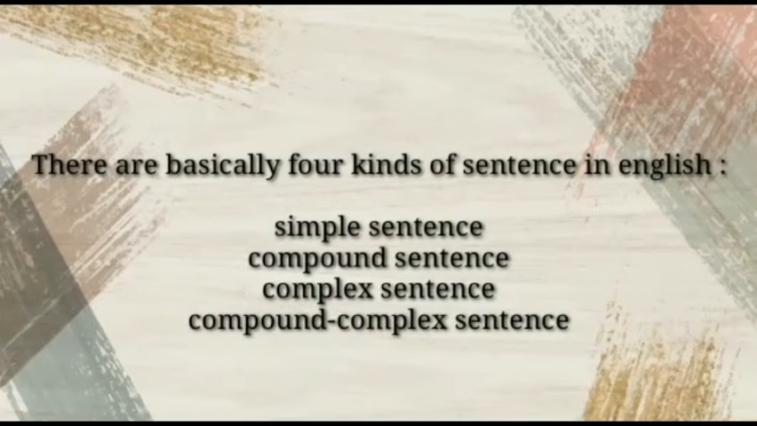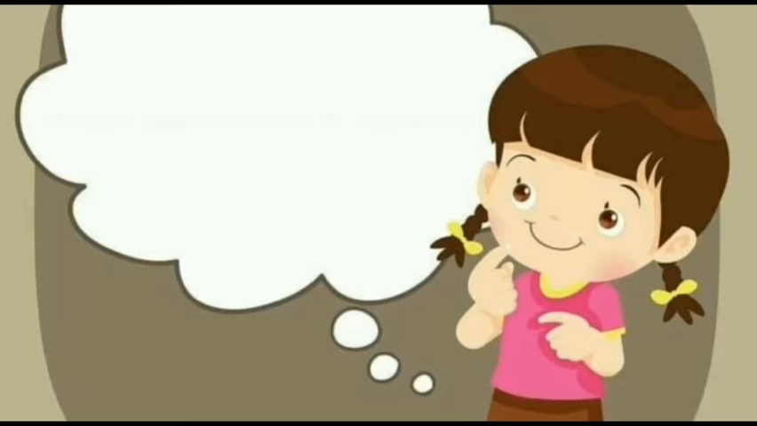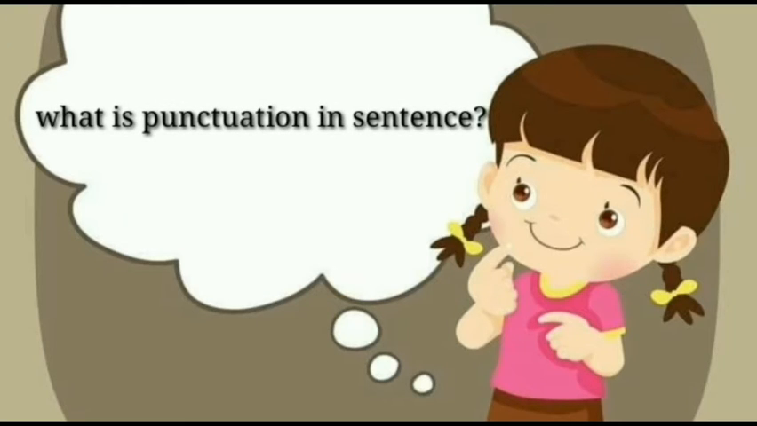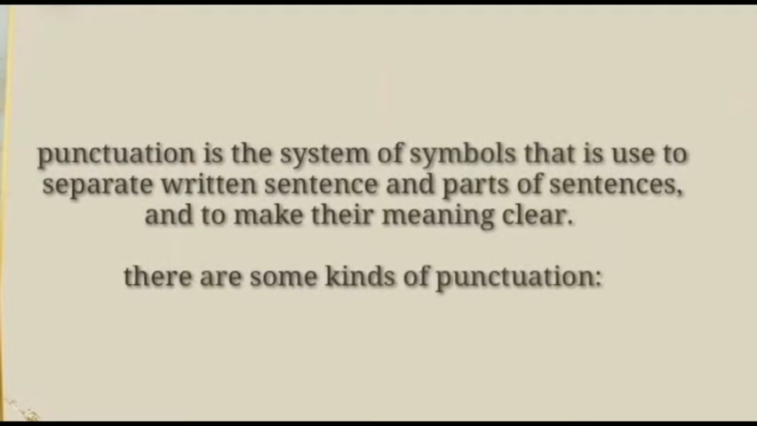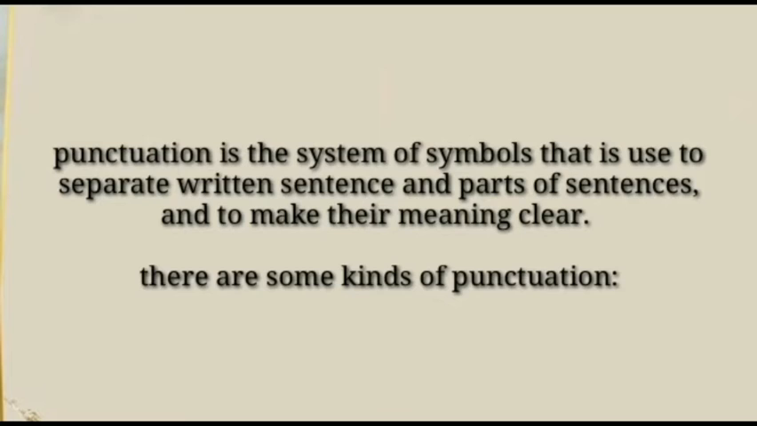There are basically four kinds of sentence in English. First is simple sentence, and then compound sentence, and complex sentence, and the last is compound complex sentence. And next is punctuation. What is punctuation in sentence? Punctuation is the system of symbols that is used to separate written sentences and parts of sentences, and to make their meaning clear. There are some kinds of punctuation.